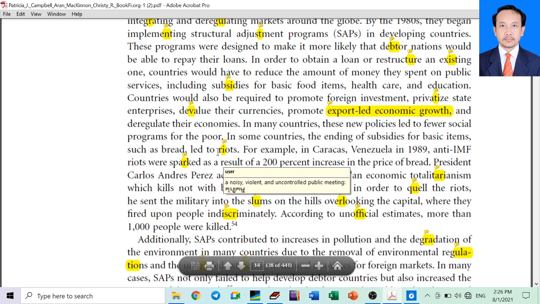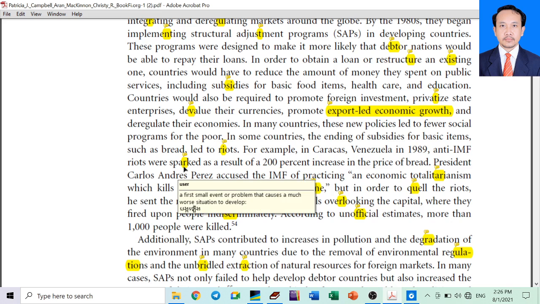And the next one, riot. Riot: a noisy, violent, or uncontrolled public meeting. Yeah, riot. Spark: a first small event or problem that causes a much worse situation to develop. Yeah, spark.